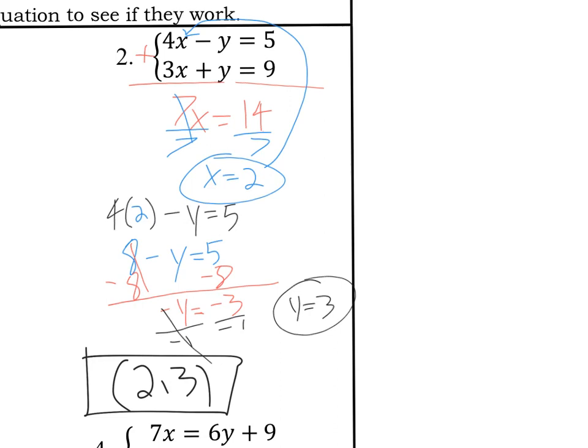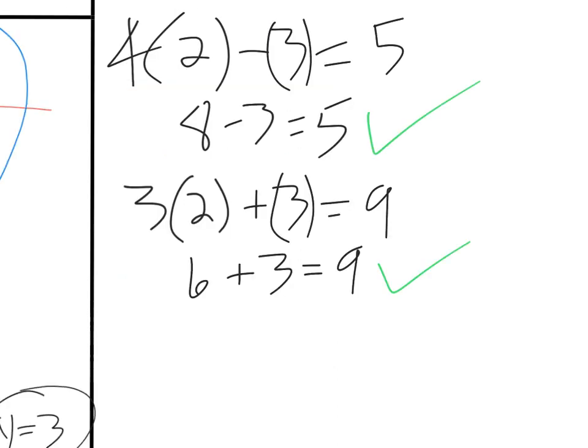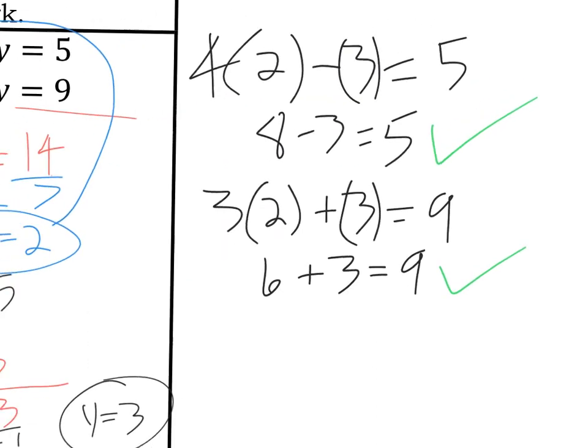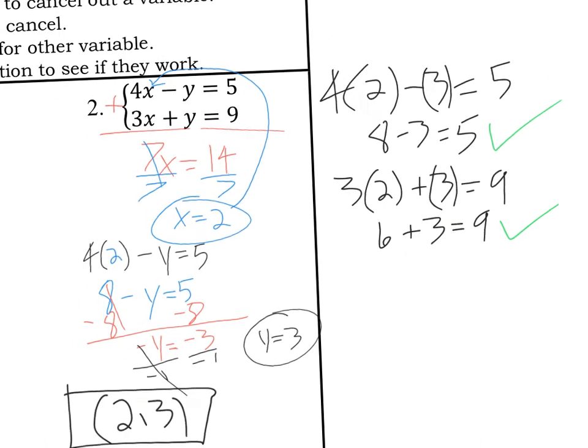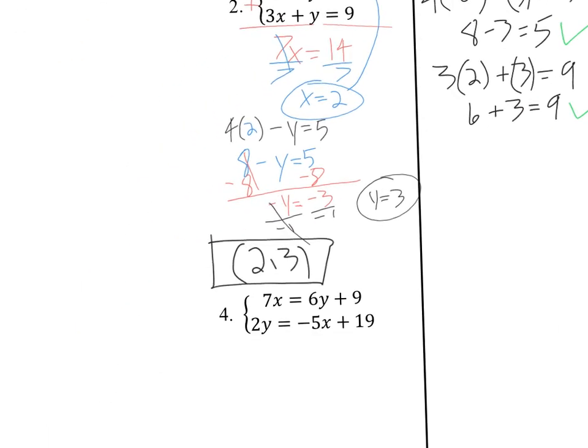This is just for anybody who wants to check their work. Plug them back in, and it should equal what it's supposed to equal. So if I were to check my work, it would look like this. You just have to plug in 2 and 3 back into your original equations. So this would give me 8 minus 3, that does equal 5. This will give me 6 plus 3, that does equal 9. So that's how you know you did it right for sure, just plugging it back in.